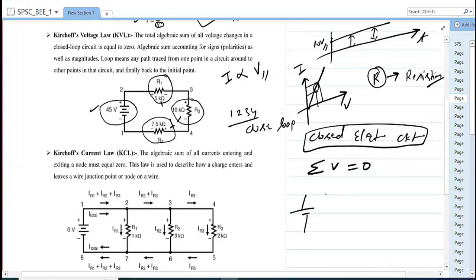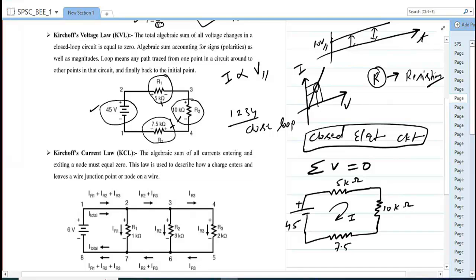Definitely, if you are connecting some resistances with a battery, the current will start flowing because a closed loop is forming. Current flows whenever there is a source and there are loads. So this is a 45 volt battery, this is plus, this is minus, and this is 5 kilo ohm, this is 10 kilo ohm, and this is 7.5 kilo ohm.